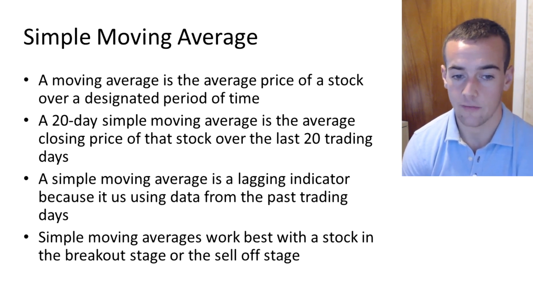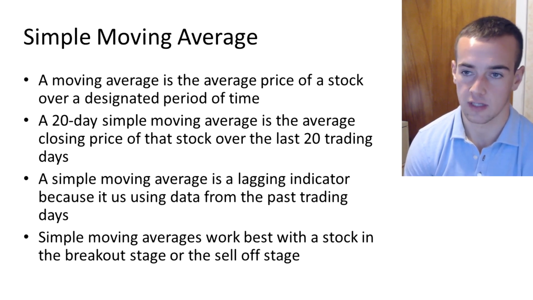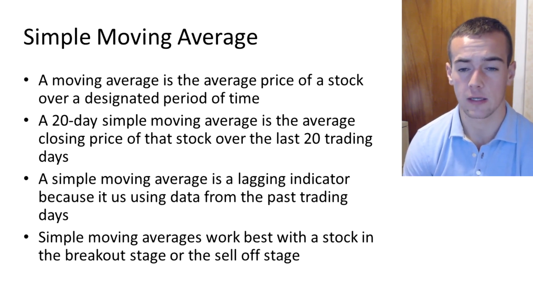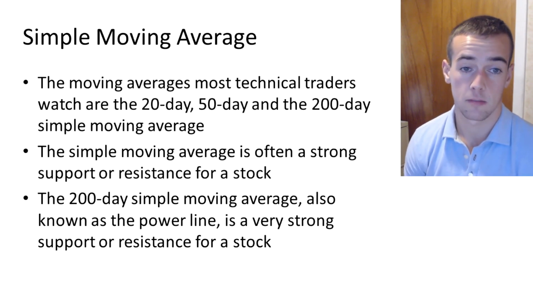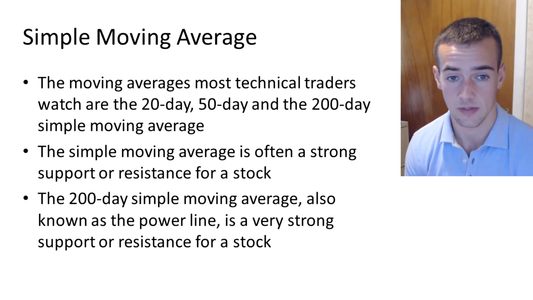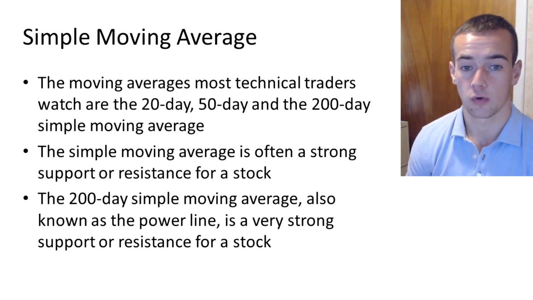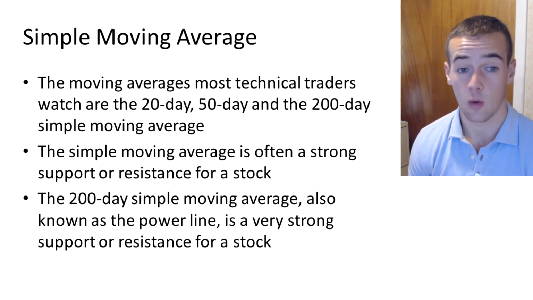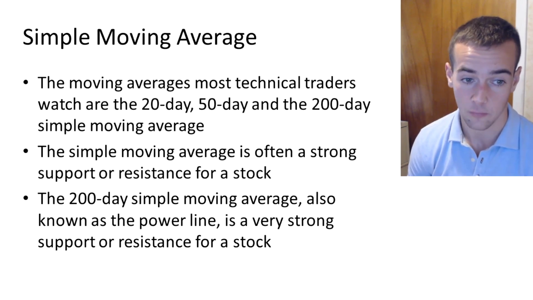Simple moving averages work best with a stock in the breakout stage or the sell-off stage. So when a stock is trading in a lateral price movement, the simple moving average is not as good of an indicator as it is when you're in an uptrend or a downtrend. As far as the simple moving average goes, and this is something you can look at on that stock charts website I was talking about, you just turn it on at the bottom. The moving averages most technical traders watch, and these are the ones that I watch as well, are the 20-day, the 50-day, and the 200-day simple moving average.